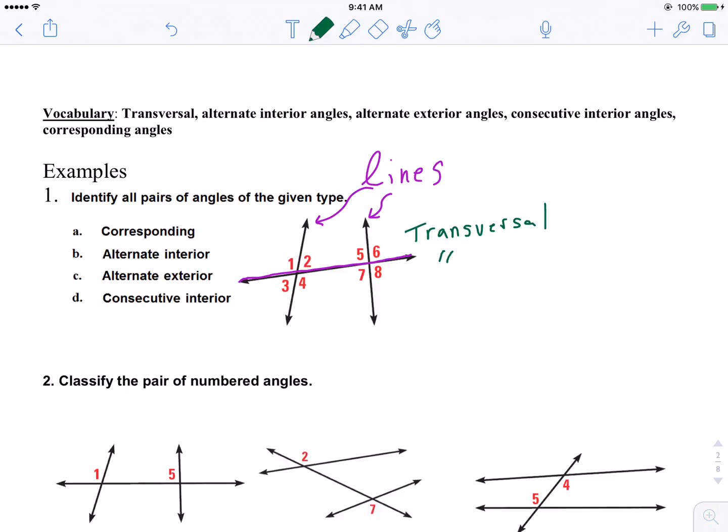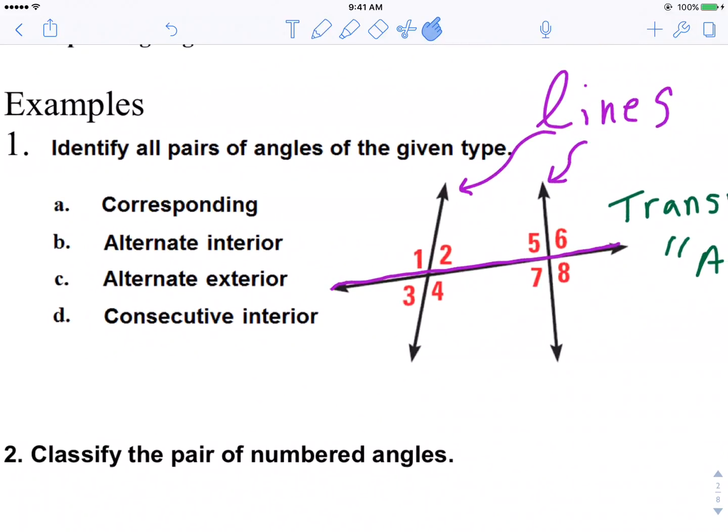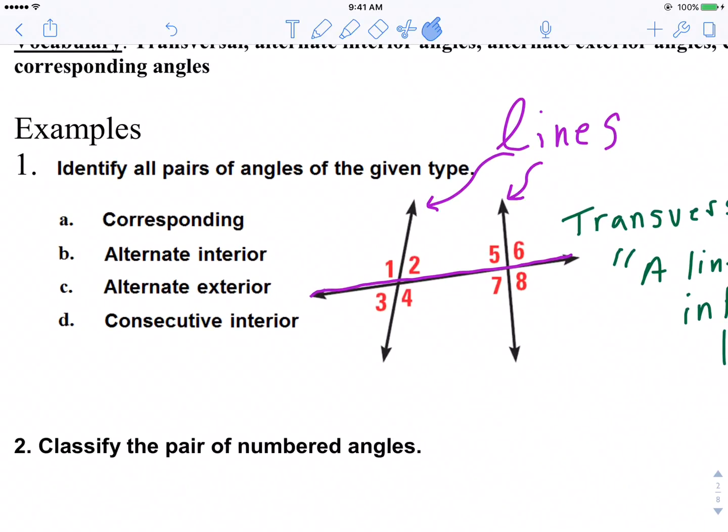It's basically a line that intersects 2 lines. All right, so we've got a transversal. It's a line that crashes into 2 other lines. And why that's important is because there are angles created, like angles 1, 2, 3, 4, and 5, 6, 7, 8.